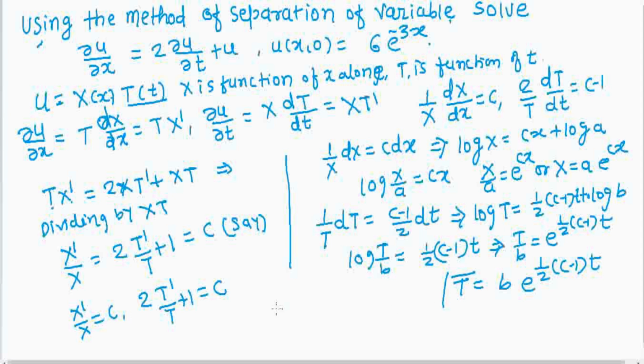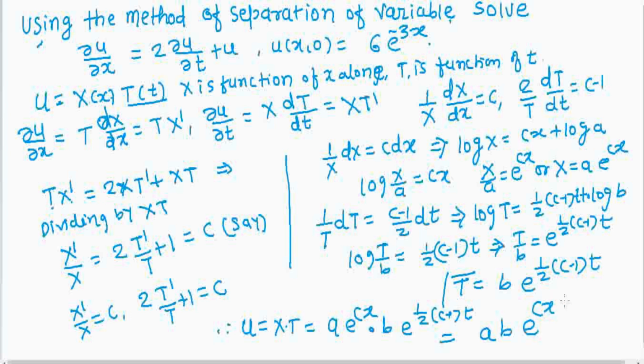But then we have u equal to capital X into capital T. But what is capital X? A into e raised to Cx, and capital T is B into e raised to 1 by 2 (C minus 1) into t. This is equal to AB into e raised to Cx plus 1 by 2 (C minus 1) into t.